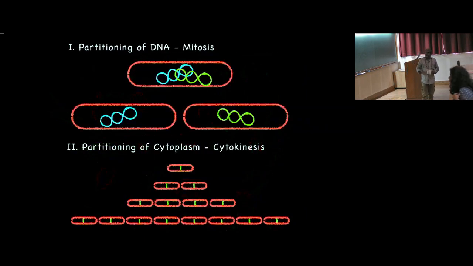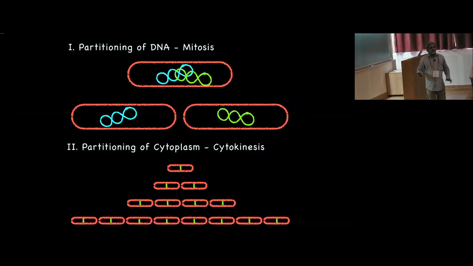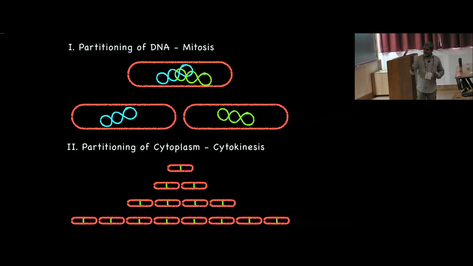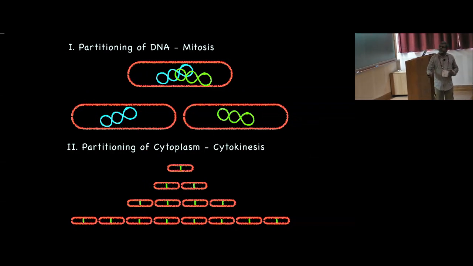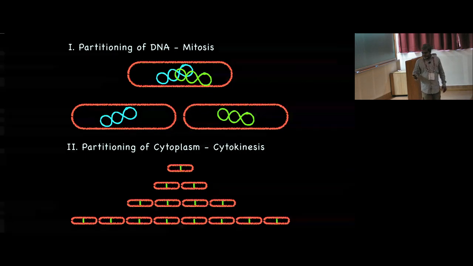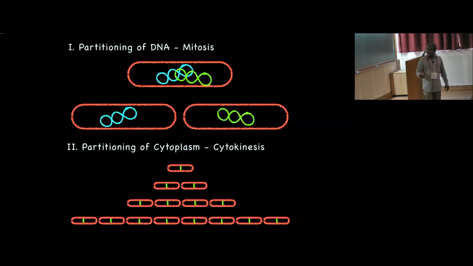So what we are interested in the lab is two aspects. One is the partitioning of the genetic material itself, the DNA. But of course, I should confess that I don't look at the whole genetic material. I only look at plasmids, which carry a lot of important genes for the bacteria to actually survive in the environment, rather than just replicating and dividing. And the second part is how the cytoplasm itself is partitioned and the two daughter cells arrive, which is cytokinesis. So I'll talk about the second part here.